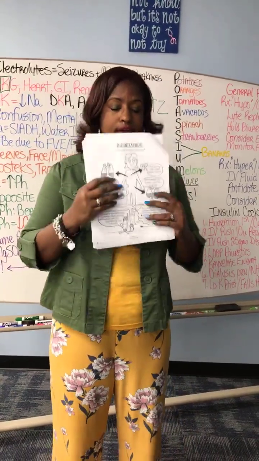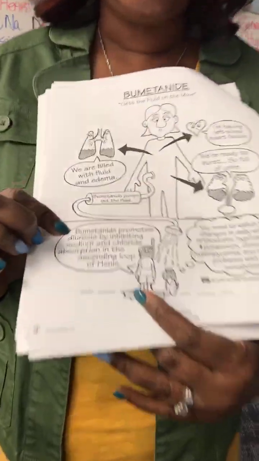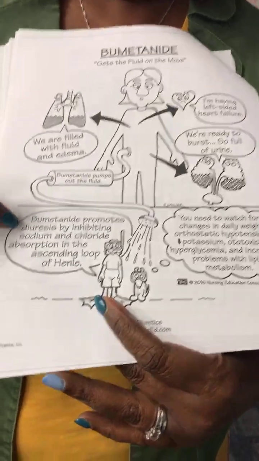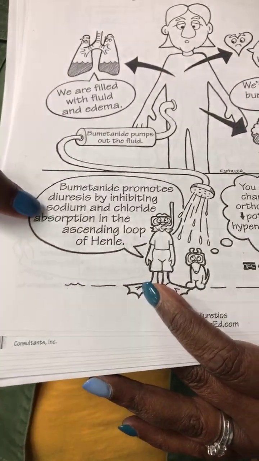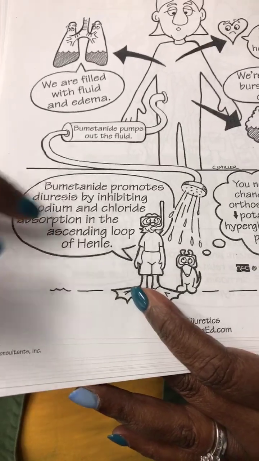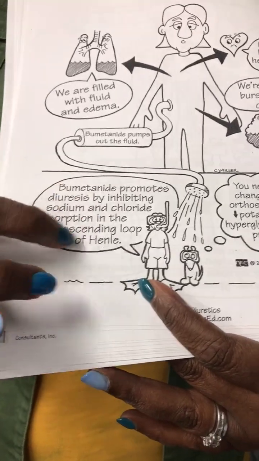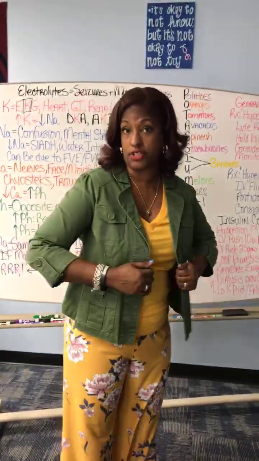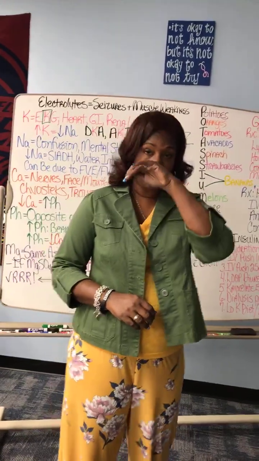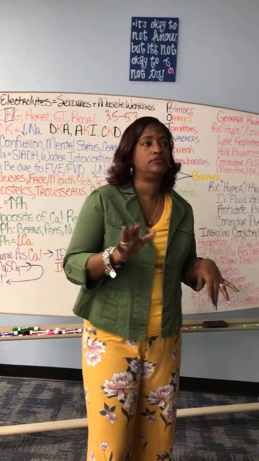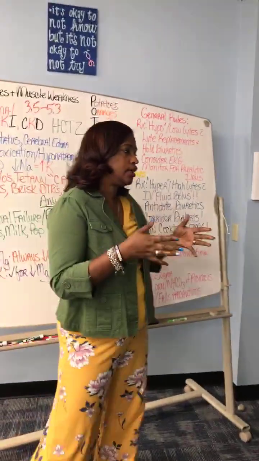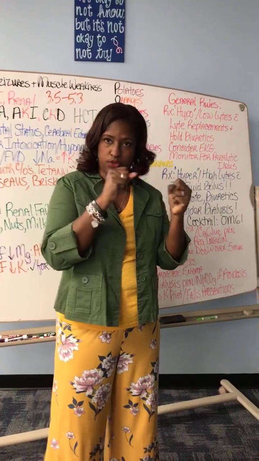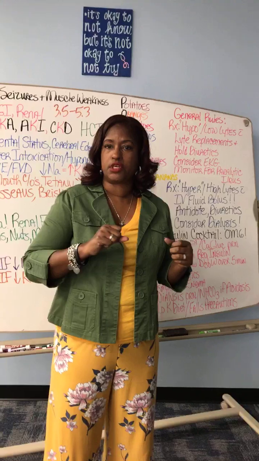It says right here, bumetanide, and by default, furosemide, promotes diuresis by what? Inhibiting, just like I said, sodium and chloride absorption in the ascending loop of Henle. I'm going to have to focus on that for a minute because y'all be doing crazy on steroids, so let me help you with this. I want you to know that if you think about the loop of Henle, you are talking about a part of the kidneys where if you prevent sodium absorption, then you're going to lose the salt, okay?